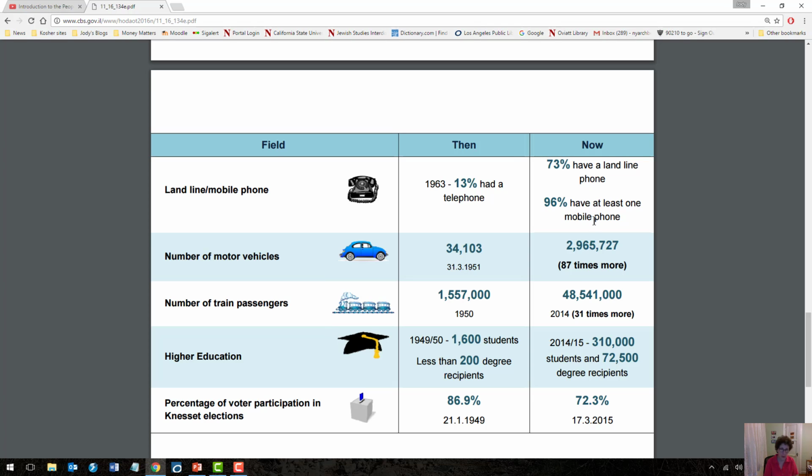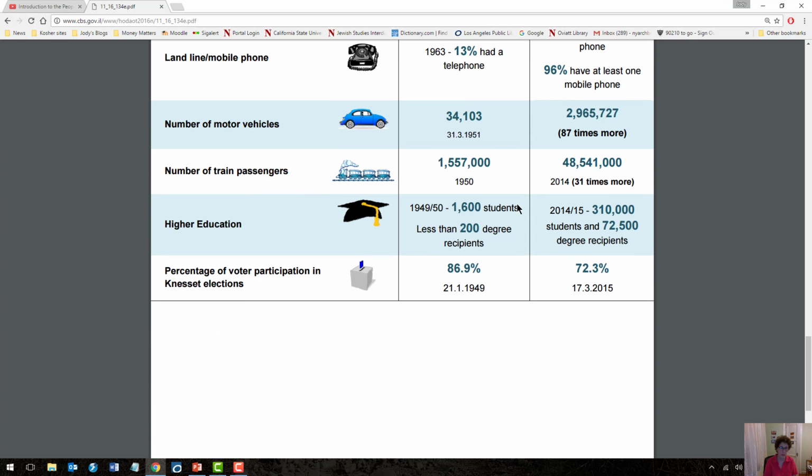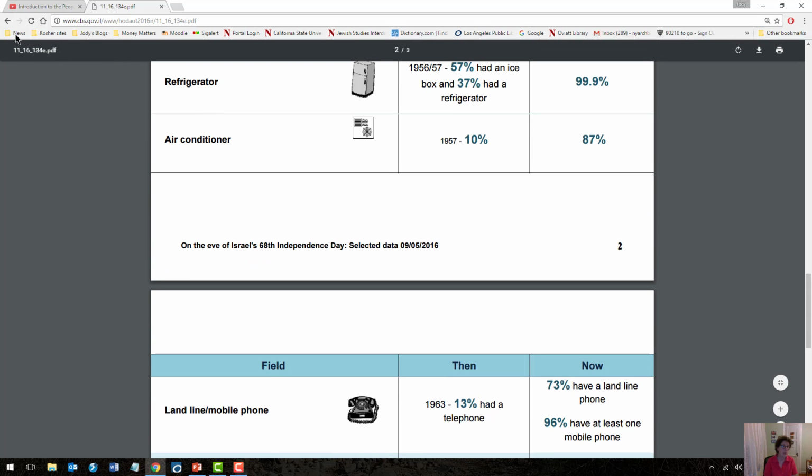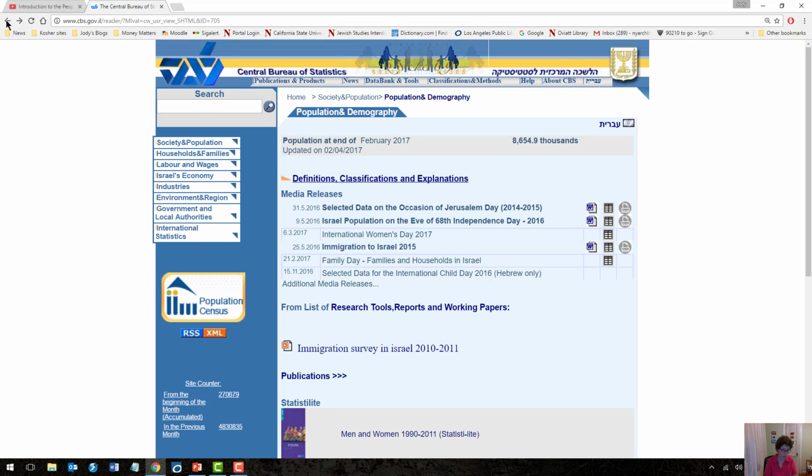Anyway, but it shows you a certain level of advancement in society, higher education. This is sad. 86.9% voted in '49. They were so excited. And now only 72.3%. Too bad. Anyway, let's go back to the main page and we're going to go to another thing.